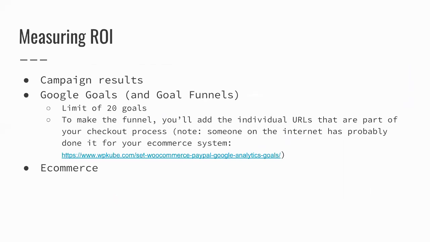The other thing you can do is set up what's called a Google goal. And through the goals, you can make what are called goal funnels. I'll show you that in a second. But just to let you know, you can have 20 goals. That's a fair bit of goals. For most people, they're not like, oh darn, I really needed 150. But just know that there's a limit to the amount of goals you have.